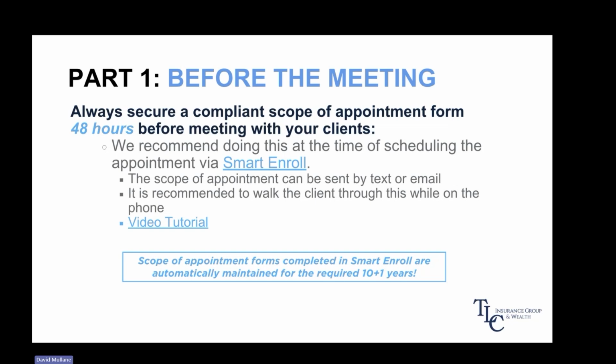Last thing on this slide, how long do you have to maintain the scope of appointment form for each client? You have to keep it for 10 years plus the year of the enrollment. And you can keep that form. If you do it in Smart Enroll, the beautiful thing is Smart Enroll keeps that for you. I'm also going to show you how you can upload a PDF form that maybe someone filled out in your office into their file in Smart Enroll. That compliant form is maintained there for that client, and you don't have to worry about keeping track of that record.